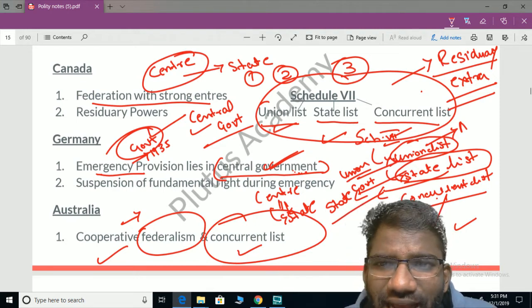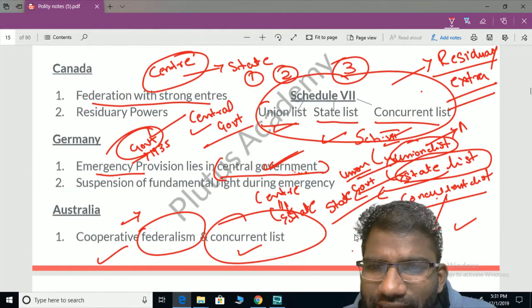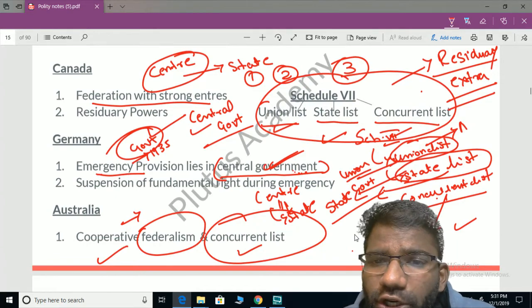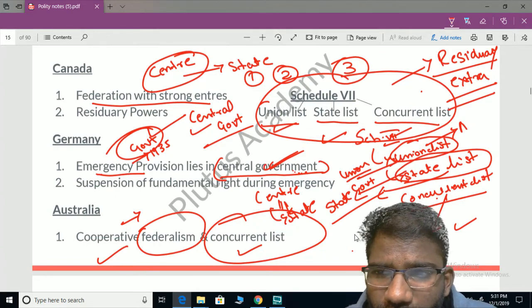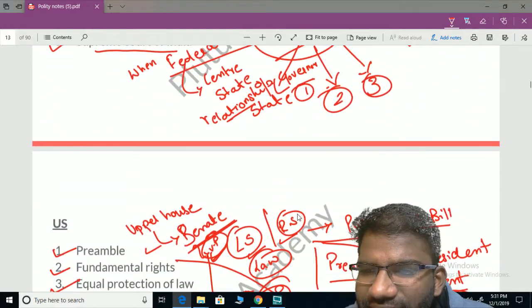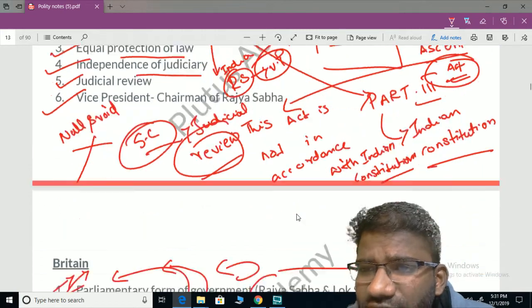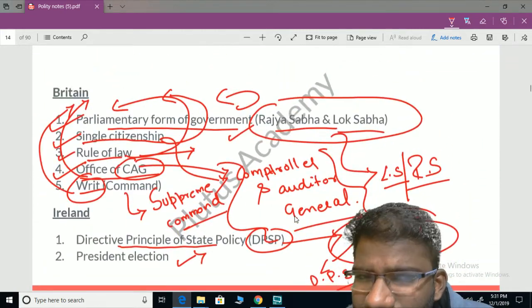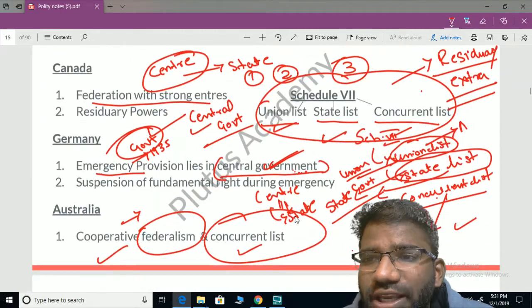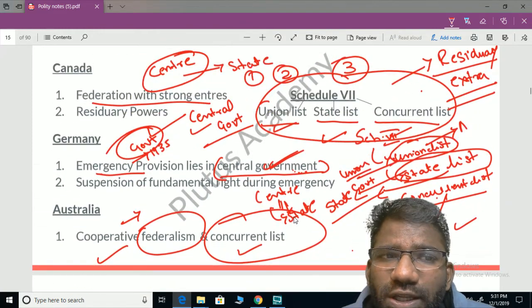See, in this class, I have discussed various places from where the provisions were taken and drafted into the Indian Constitution. We have discussed what has been taken from the Government of India Act 1935. We have discussed what has been taken from the Constitution of the United States of America, Britain, Ireland, Canada, Germany, and Australia. I hope the topic is much clearer to you.